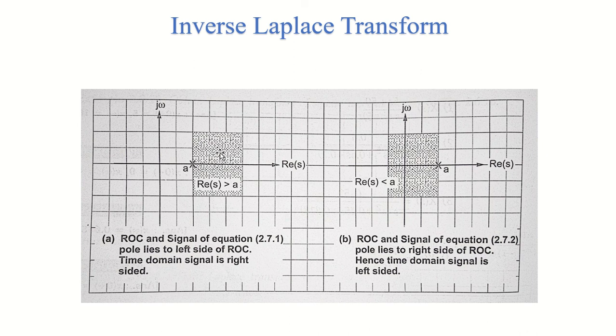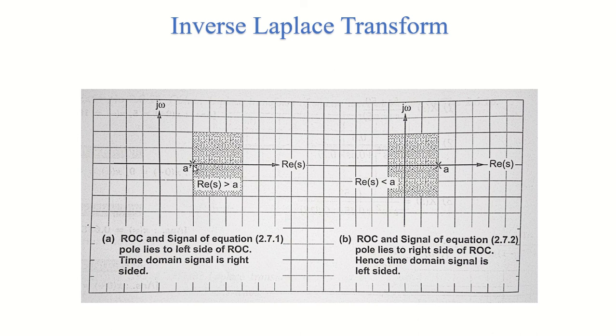So the ROC is s greater than a on the left hand side image, and now for the right hand side image, as you can see, the region of convergence is on the right hand side of my pole, right? Or you can say, as they have written, that the pole will lie on the left hand side of the ROC, right? Both the things are true.